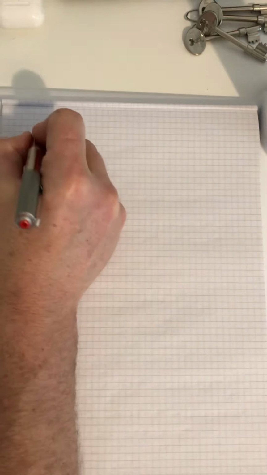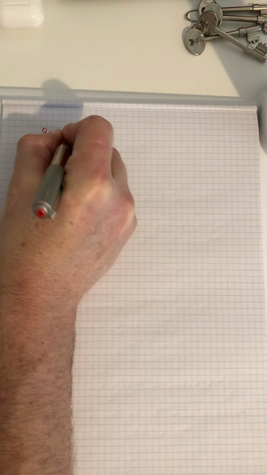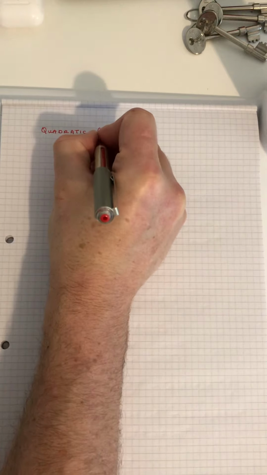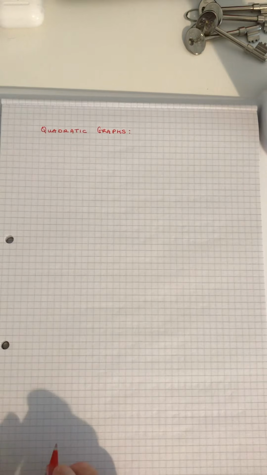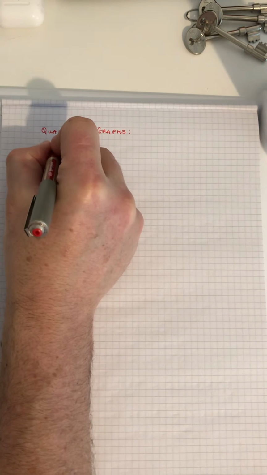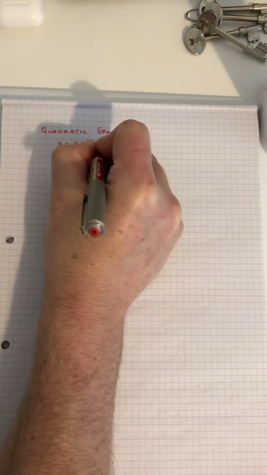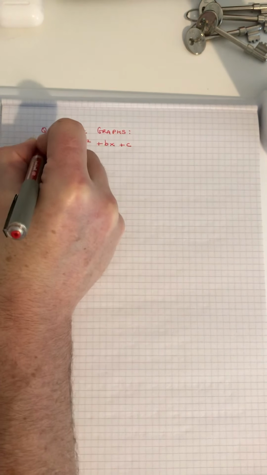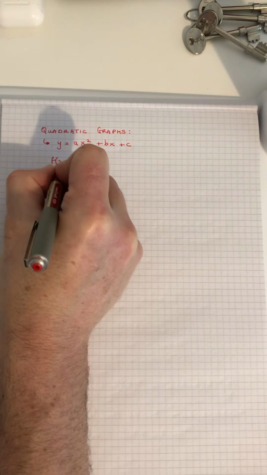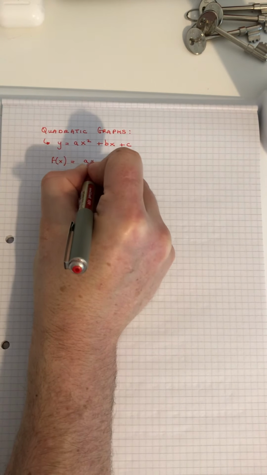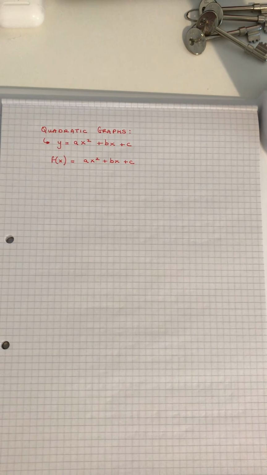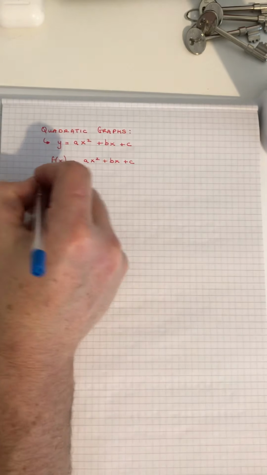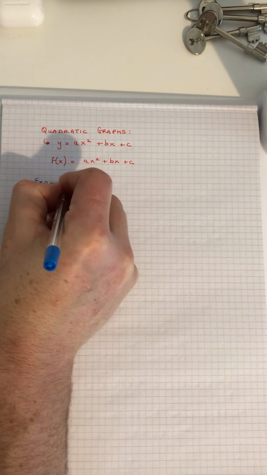So here I want to show you how to do a quadratic function. So a quadratic graph. Now these ones are more difficult than the linear graphs, okay? And a quadratic graph would look something like y equals ax squared plus bx plus c, alright? Or f of x equals ax squared plus bx plus c. So something like so.